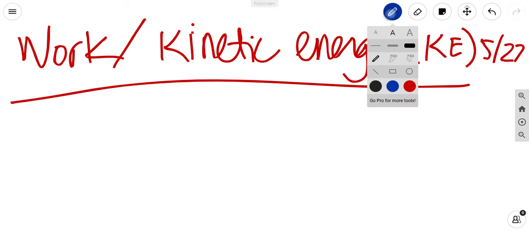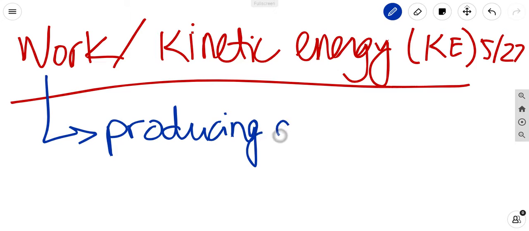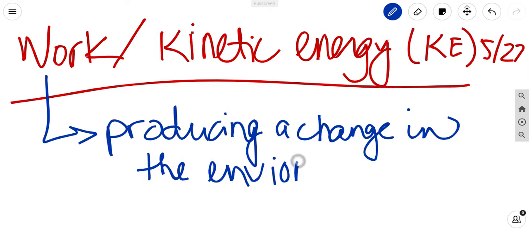Now, for work, work is producing a change in the environment. That sounds really similar. It's also kind of the same definition for energy. So it's producing a change in the environment. I can never spell environment. Okay. So for work to occur, a couple of things have to happen.